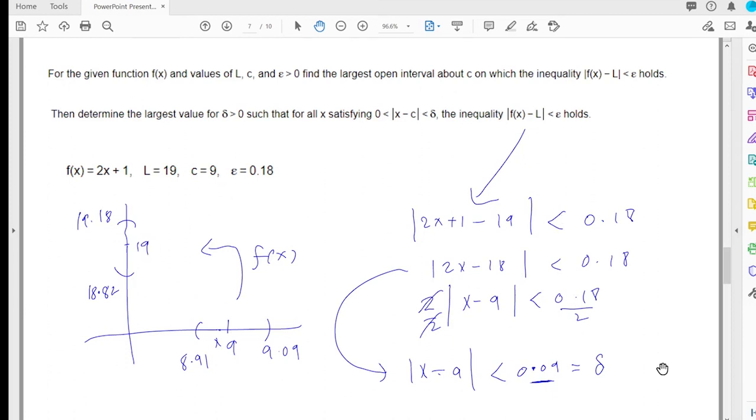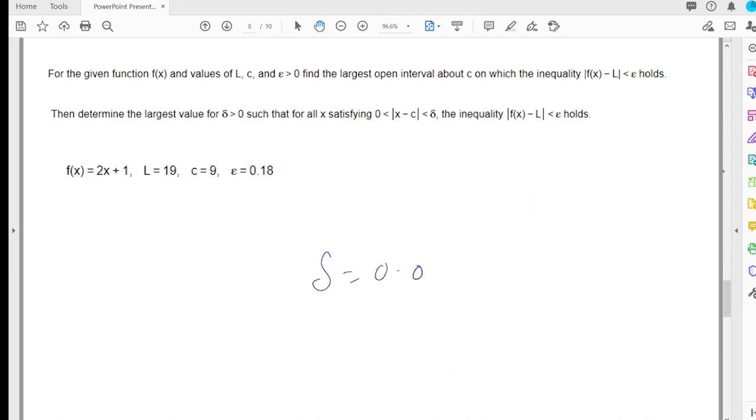So that is only possible if you pick delta less than or equal to 0.09. If you pick something greater than 0.09, then you are not so sure about that. But this delta or less than this value will always guarantee that the image of the interval you create using this delta on the x-axis would always be inside this interval on the y-axis. Okay, so the answer for this problem is delta equals 0.09.